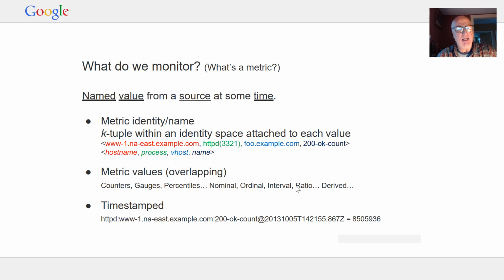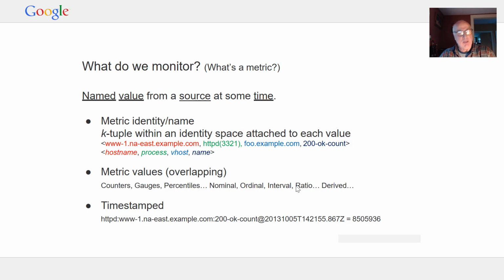www-1.na-east.example.com. Now that's the name of the device, and then he's got HTTPD 3321. That's the named value. I'm sorry, the source was www and so on, and foo.example.com 200 OK count. So we have a host name, a process, a vhost, and a name. And that's the kind of stuff that we always need.